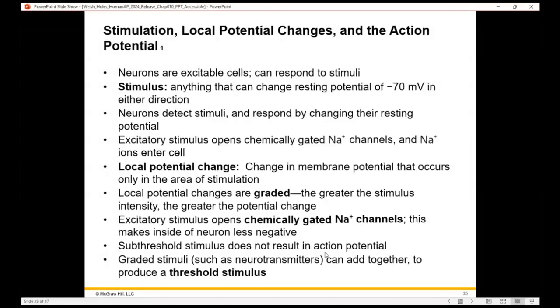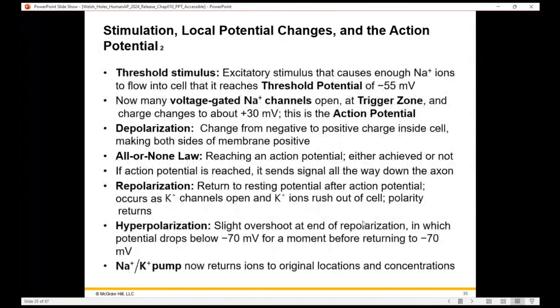Subthreshold stimulus does not result in an action potential. Graded stimuli, such as those from neurotransmitters, can add together to produce a threshold stimulus. A threshold stimulus is an excitatory stimulus that causes enough sodium ions to flow into the cell that it reaches the threshold potential of negative 55 millivolts.